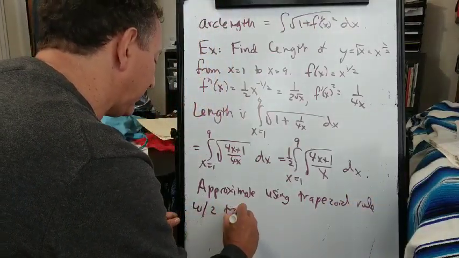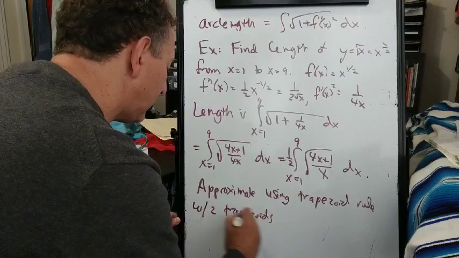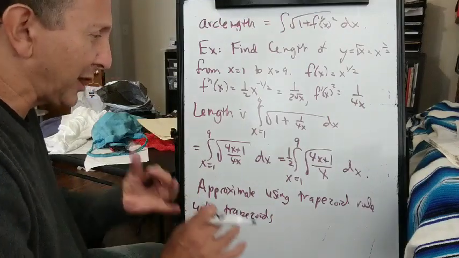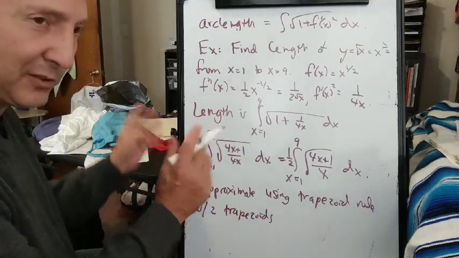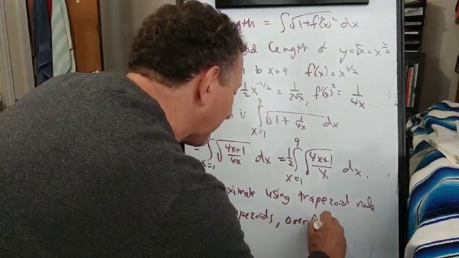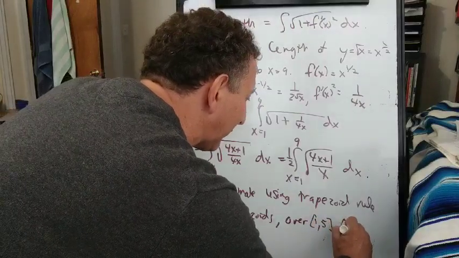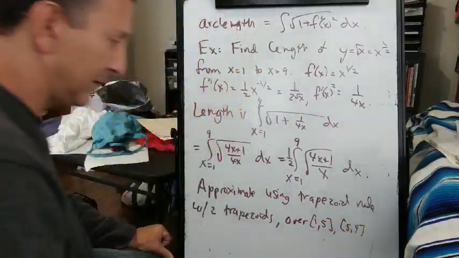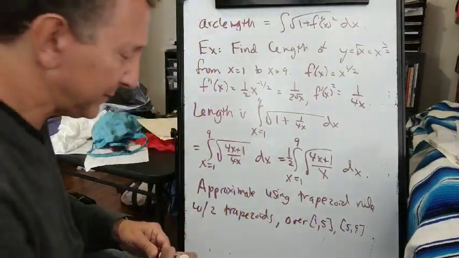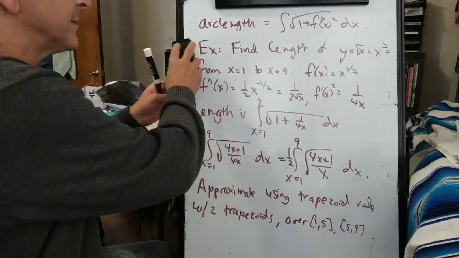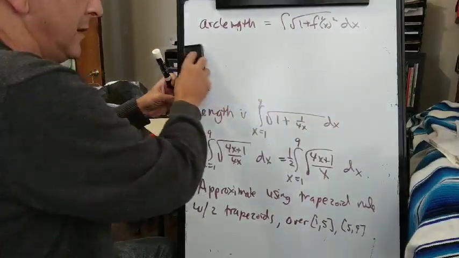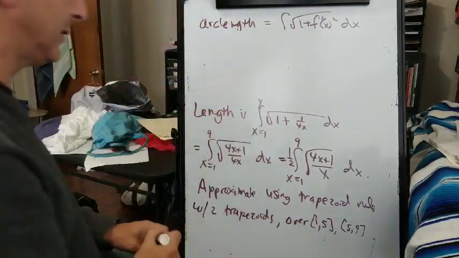Let's approximate using the trapezoid rule with two trapezoids. So we've got an interval from 1 to 9, so we could break that up into 2 pieces. I guess we could break it up into 4 pieces or 8 pieces if we wanted to, but let's just say 2 trapezoids. The intervals are going to be 1 to 5 and 5 to 9. So that'll get us an approximation for the integral from 1 to 9. So here's the integral we're approximating.